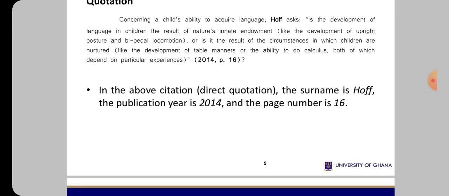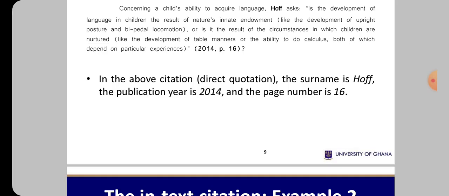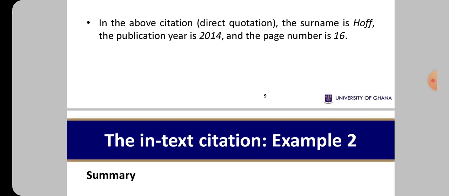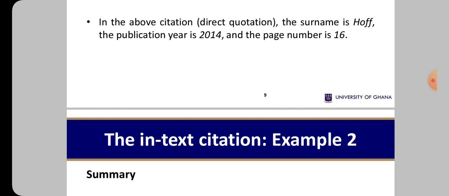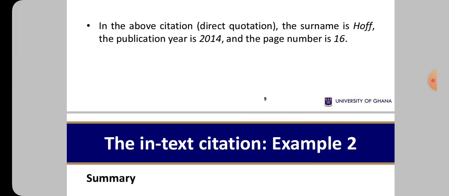That is it. And then the above citation, which is what? A direct citation. The same name is what? Hoff. And the publication year here is what? 2014. The page number is 16. So that is a typical example of an in-text citation. As the tutorial is ongoing, you can also try your hands on other examples and see if you can do it yourself.